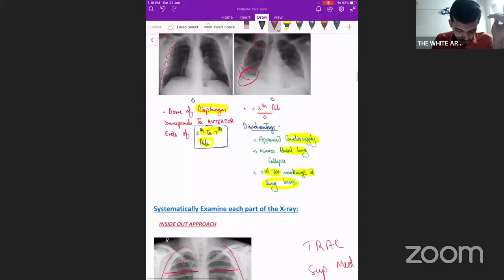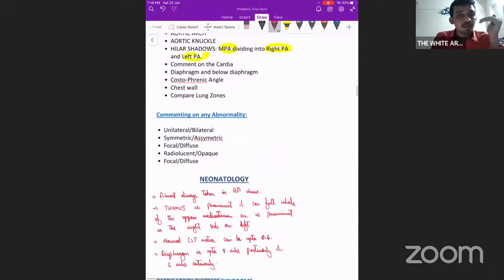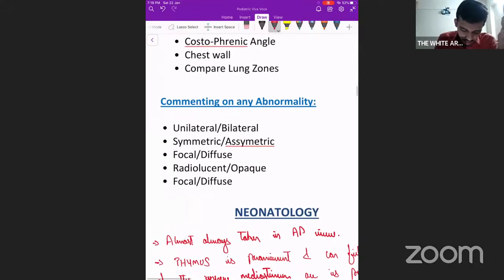Now, whichever X-ray we are going to see, though I will be directly going into the pathology, whenever you're given one in the exam, go systematically. Finally, you comment on whatever abnormality you see this way: whether it is unilateral or bilateral, whether it is a symmetric lesion or asymmetric lesion, whether it is a focal lesion or diffuse, whether it is radiolucent or opaque.